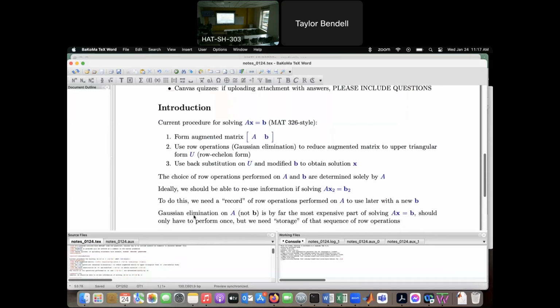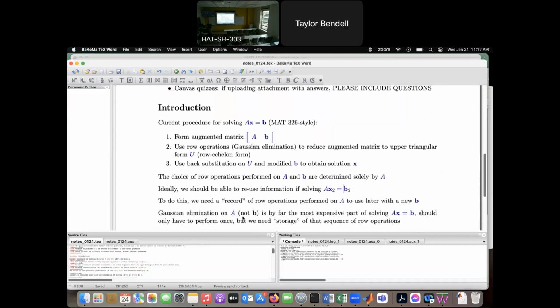So that's what the LU decomposition is about. Because we've seen that when you're solving Ax equals b, the Gaussian elimination part that gives you your upper triangular form is the most expensive part. It takes 2/3 n cubed operations or so. Anything that happens after that is order n squared work. So because Gaussian elimination is by far the most expensive, we want to only have to do that once.